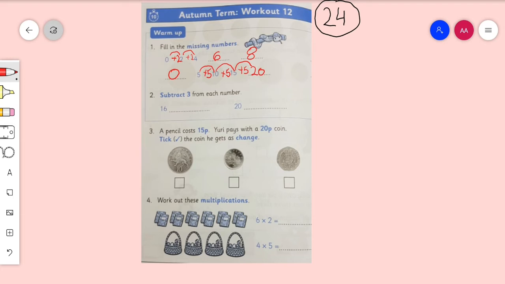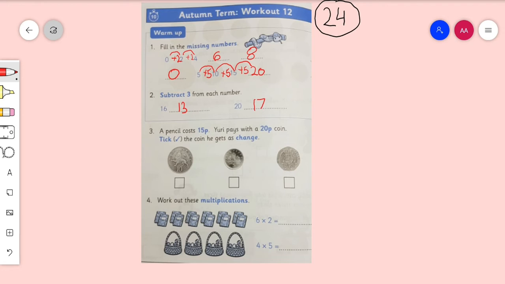It says subtract 3 from each number. First number is 16. We put 16 in our mind and count backwards 3 because we're subtracting. 15, 14, and 13. 16 take away 3 is 13. Our second number is 20. 20 in our mind and 19, 18, 17. 20 take away 3 is 17. Now let's do question number 3.